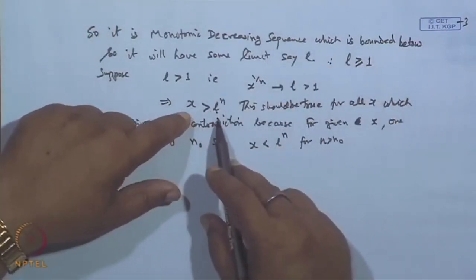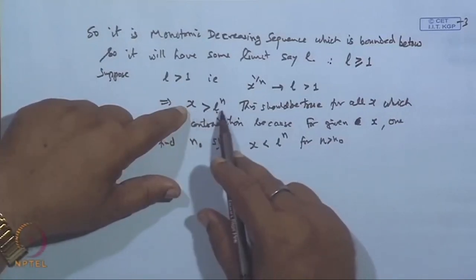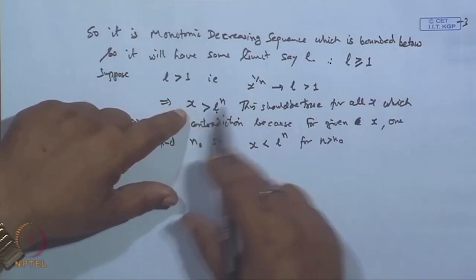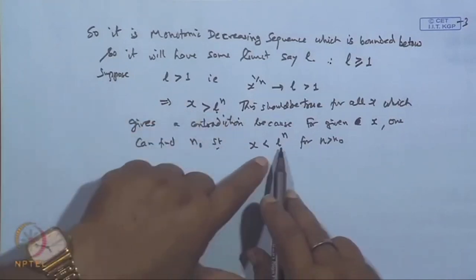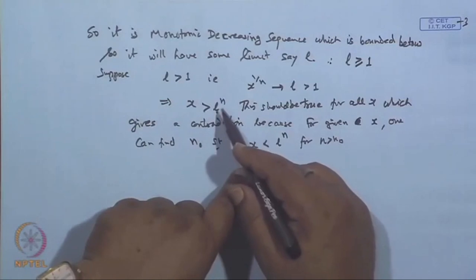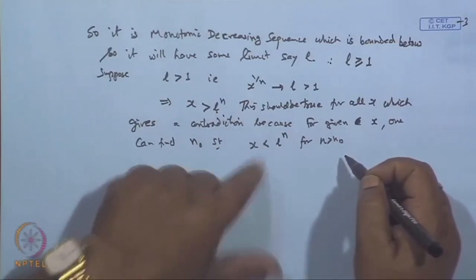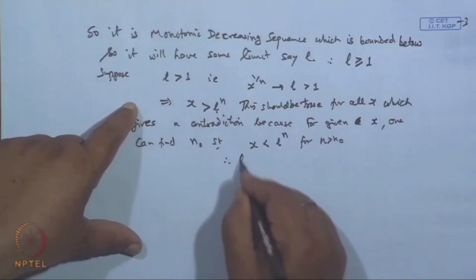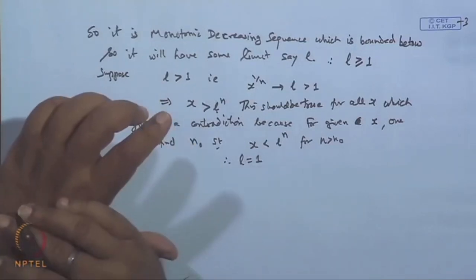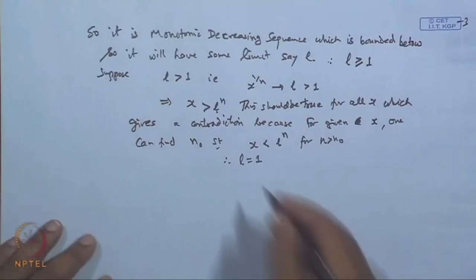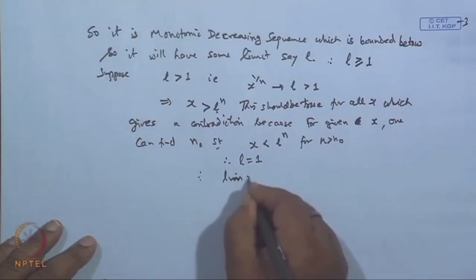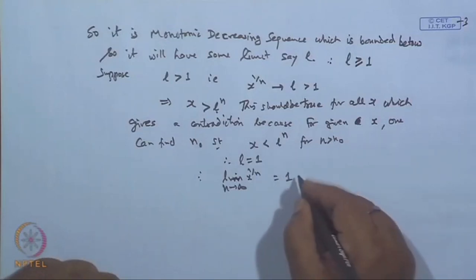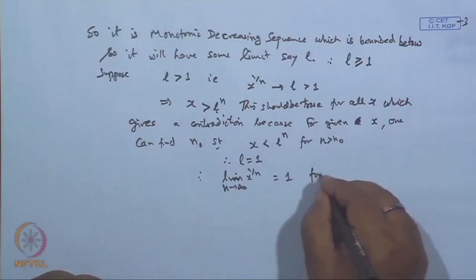So this leads to a contradiction. Once you fix the x, and since L is greater than 1, when n is sufficiently large, L to the power n will keep on increasing. So a number n naught can be obtained so that x can be made less than L to the power n after a certain stage. The contradiction is because of the wrong assumption that L is greater than 1. Therefore, L must be equal to 1. Is this clear? So what we conclude is that the limit of x to the power 1 by n when n is sufficiently large is 1, for x greater than 1.